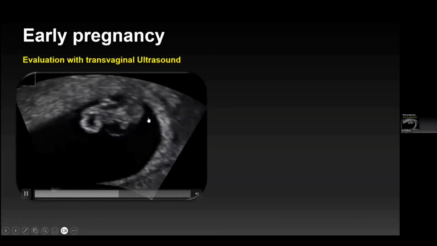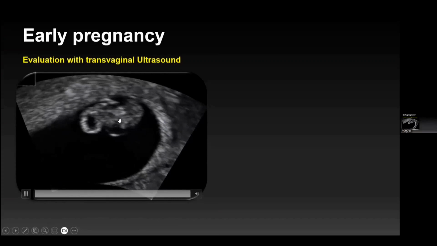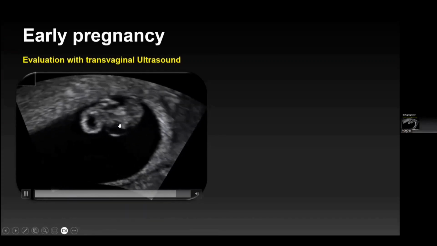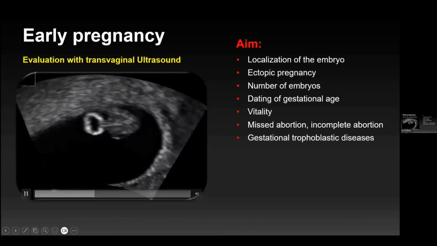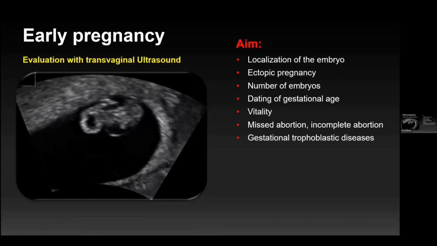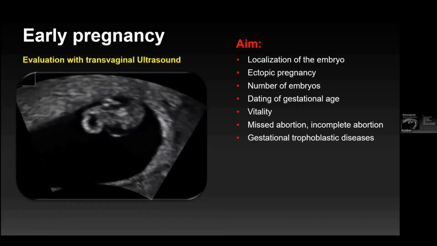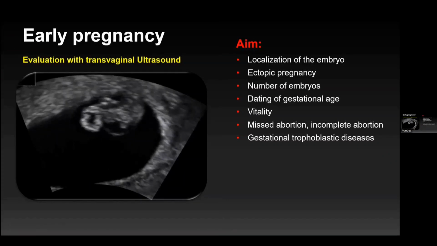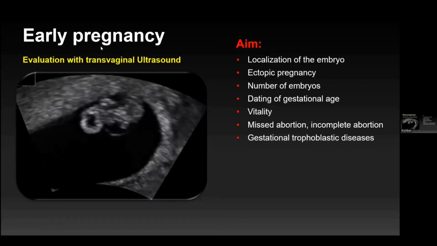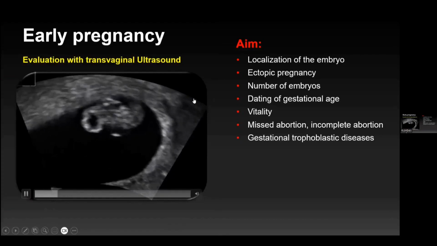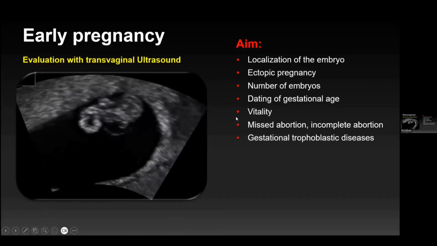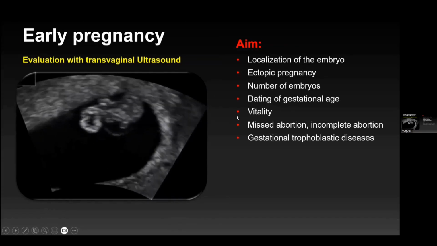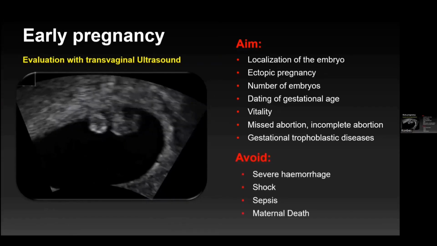So this is a video clip that shows very early the intact viability of the baby with transvaginal ultrasound. And in early pregnancy, it's important to ask where the embryo is located. Is it ectopic or not? This is clearly not ectopic. The number of embryos we have to document, and the dating of gestational age, and so we can rule out missed abortion, incomplete abortion, or also gestational trophoblastic diseases.